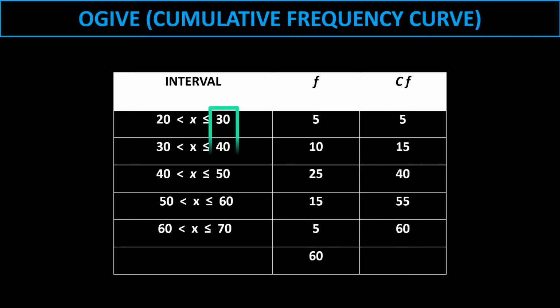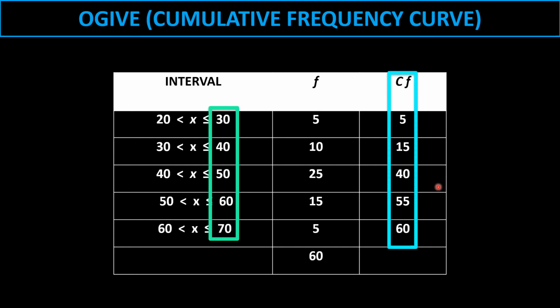Now we want to represent these cumulative frequencies, and the graph that we get is referred to as an OGIVE, or we also refer to it as a cumulative frequency curve, right? What are we going to need? On our horizontal axis, we will plot the upper limits. You see, these are the upper limits. And then on the vertical axis, we're going to plot the cumulative frequencies, right?